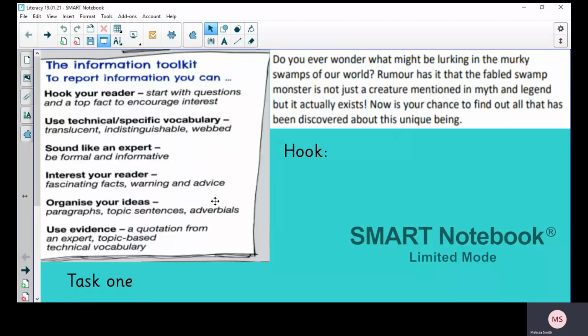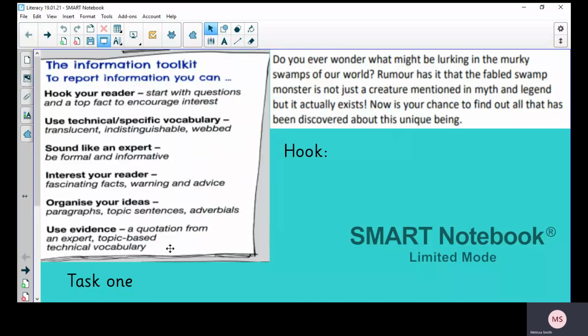And then the final device that we want to see in your writing is to use evidence. So a quotation from an expert or any topic-based technical vocabulary. Now, as you've probably already realised, your monster is going to be something you make up, or you might use it, as I said yesterday, from something you've read or something you've watched on TV. So this expert-based quote here is going to be something we invent. Right then, let's have a look at task 1.